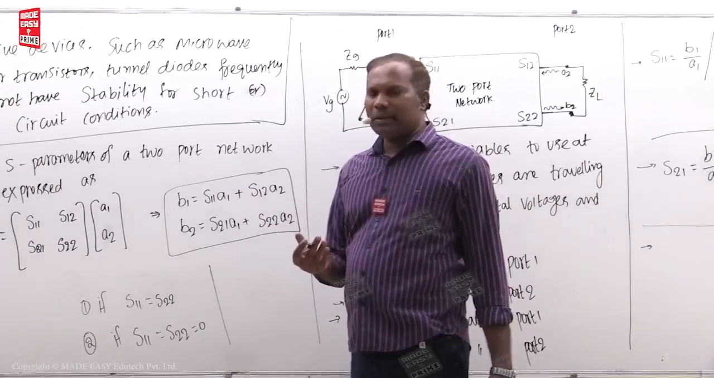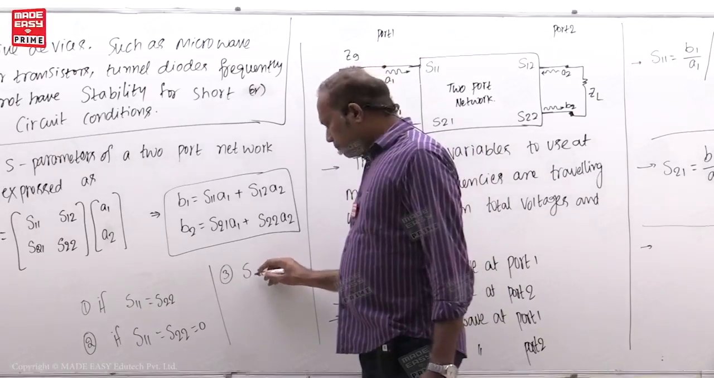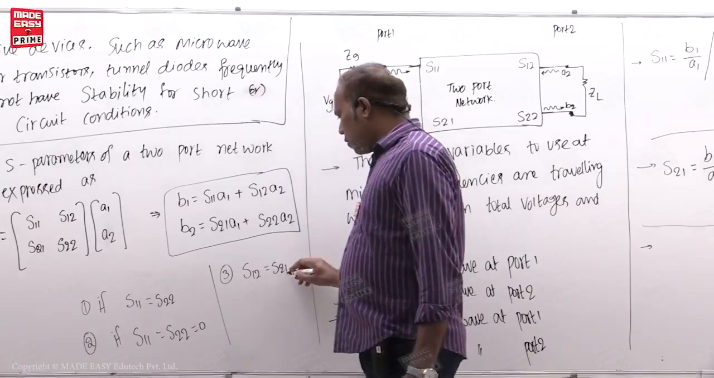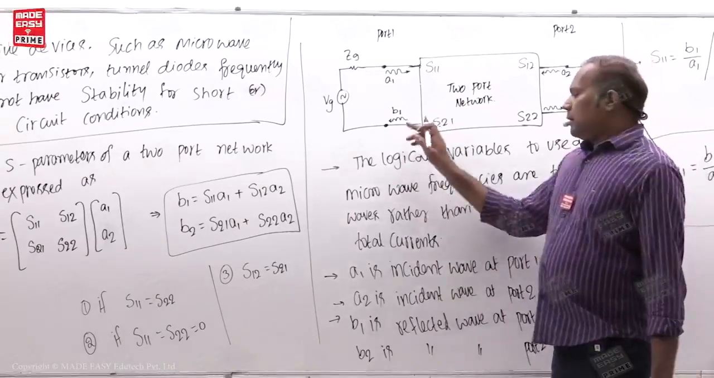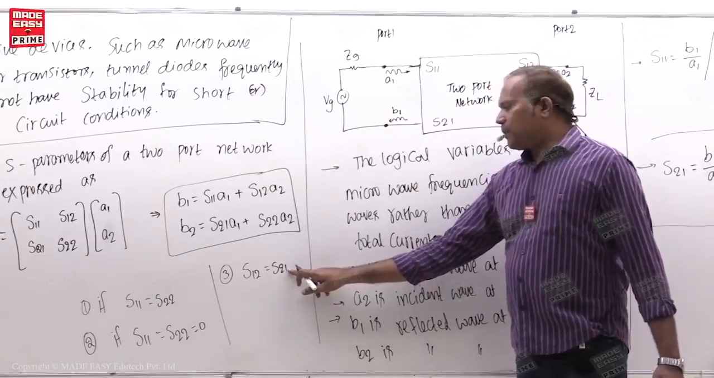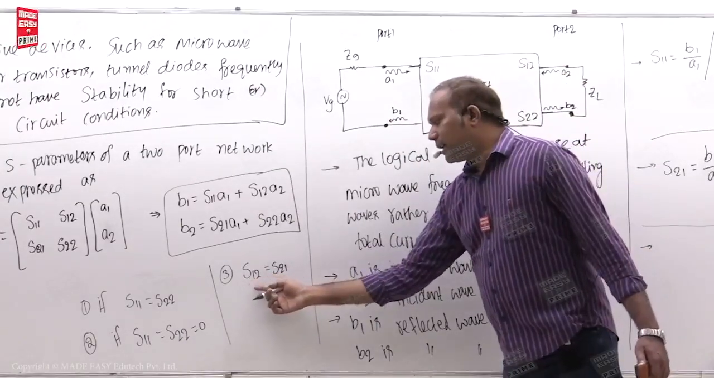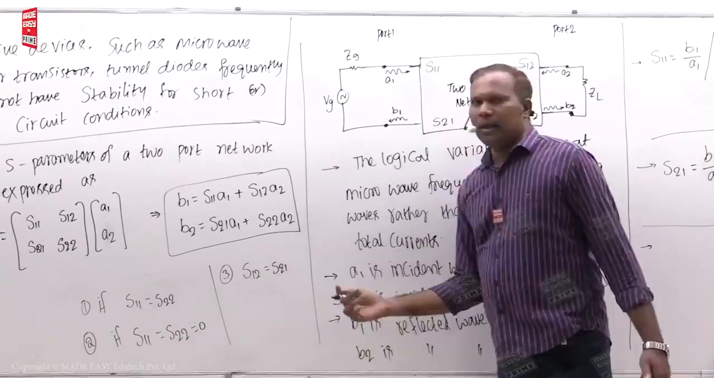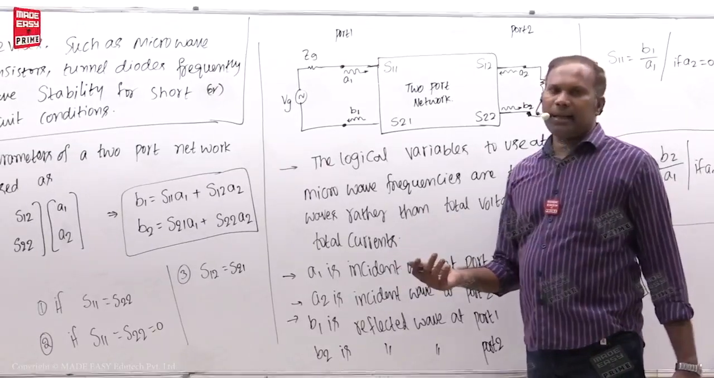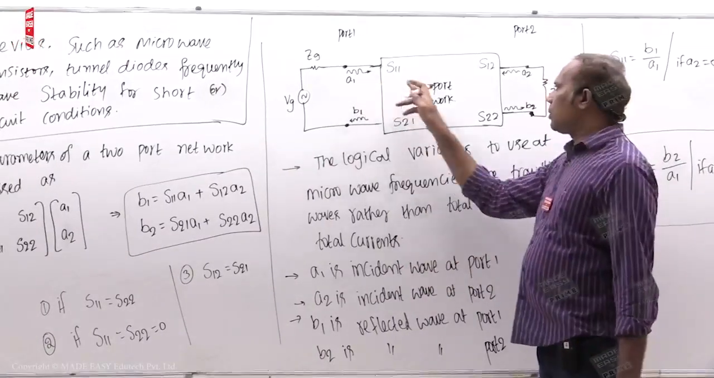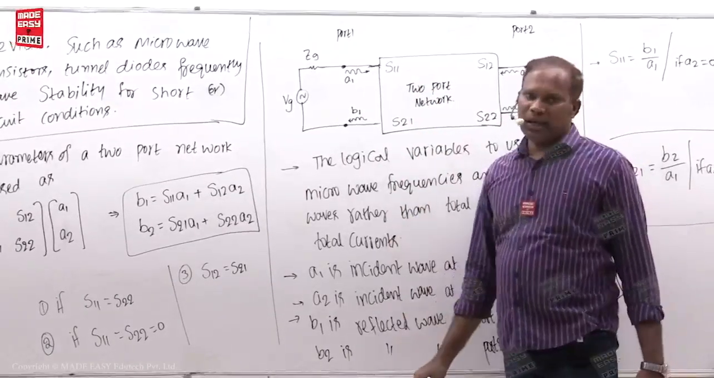Now I have taken one network. For that the S parameters are solved. After solving the S parameters, I got S12 is equal to S21. S21 means transmission coefficient from port 1 to port 2. Then S12 means the reverse, transmission coefficient from port 2 to port 1. That is called reverse transmission coefficient. Both are the same. That means that is a reciprocal network. Whatever behavior from port 1 to port 2, if you send from port 2 to port 1 the behavior is the same. So that is called a reciprocal network.